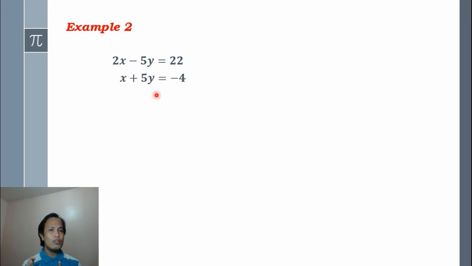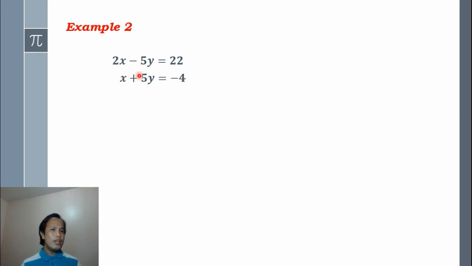So it would be easy for us to eliminate the y here because they already have the same numerical coefficient. But I would just like to clarify that we can also eliminate the variable x. But if we want to eliminate x, we still have to manipulate equation 2 so that we can have similar numerical coefficients for x. If we want to eliminate y, there is no need to manipulate any of the equations because they already have the same numerical coefficient, which is 5. So in this case, we just go directly to our operation.